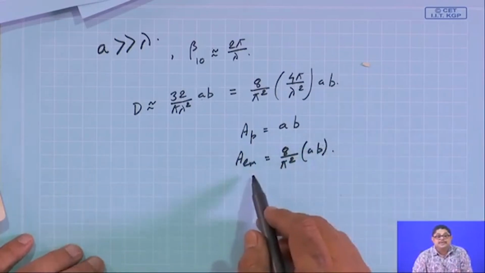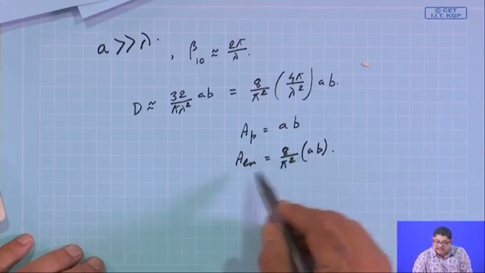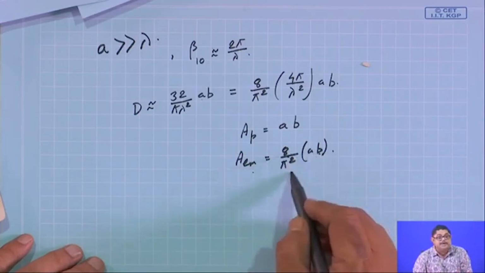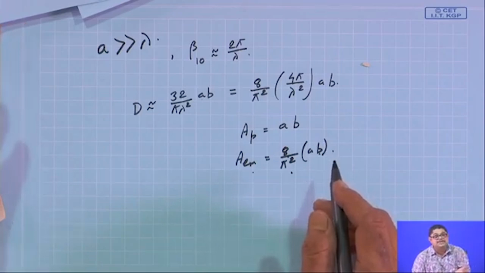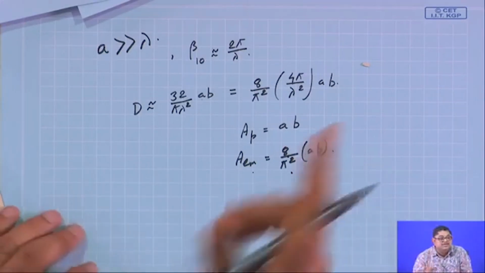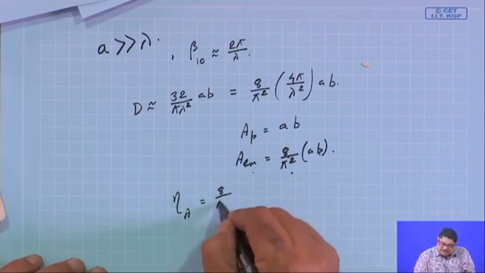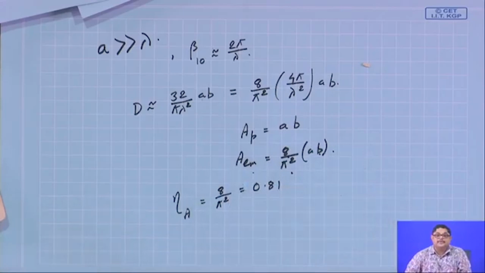So in this case the AEM is the physical area multiplied by a factor of 8 by pi square, which is 0.8. That is obvious because I am not illuminating uniformly. So I need to give the penalty that the maximum effective area cannot be more than the physical area; it is 80% of this. So here the aperture efficiency will be basically this 8 by pi square, and that is 0.81.